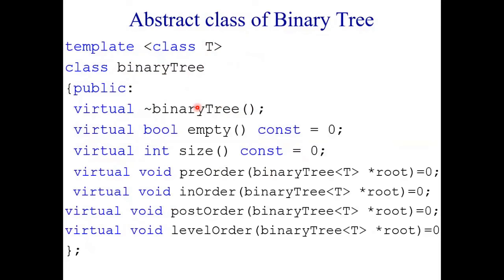I cannot have a virtual constructor here. Then we have the empty operation. Its return type is bool because it returns true or false. Again, equals to 0 means it is a pure virtual function, which you have marked with the virtual keyword.